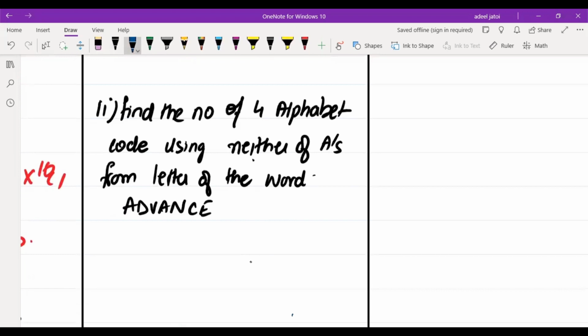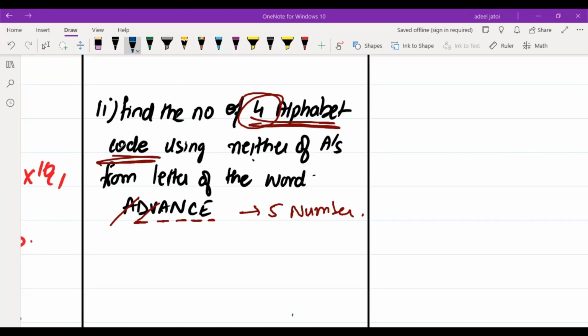Now you need to make a 4-digit code, but you need to understand that A will not be used. Neither of A. That means A are cancelled. So how many numbers do we have? 1, 2, 3, 4, 5. In total we have 5 numbers left. So if our 5 numbers are left and we need to make a 4 alphabet code, each alphabet is different. D, A, N, C, E. And we need to make a 4-digit code 1, 2, 3, 4.